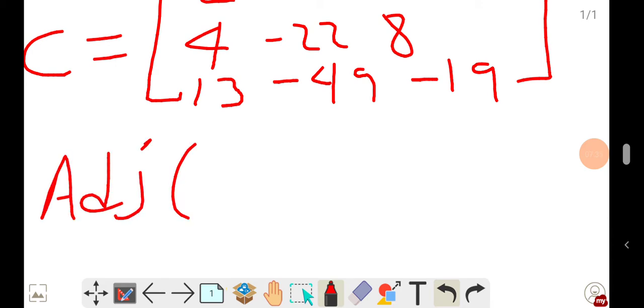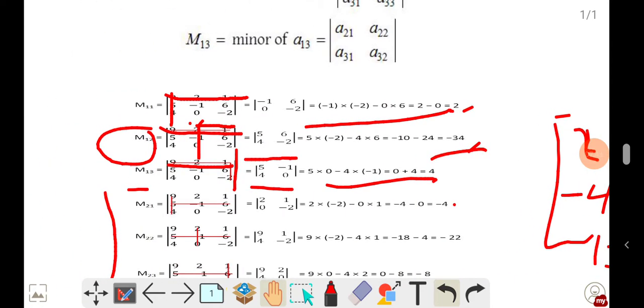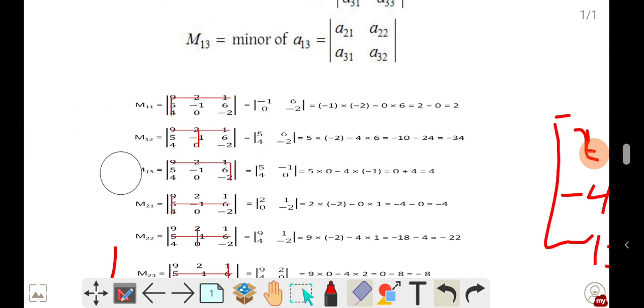It is mostly represented by adj, the adjoint of a given matrix A. Consider the above matrix as matrix A, the original matrix. Let us make it clean and visible. Here, let us consider this matrix A. The numbers are 9, 2, 1, 5, negative 1, 6, 4, 0, negative 2. Consider this as A. So we are trying to find the inverse of it. So first we have to get the adjoint.